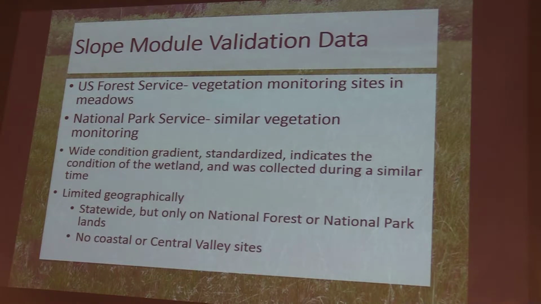It was a standardized assessment data collection method. The vegetation data does indicate something about the condition of the wetland, and there's a lot of indices based on floristic data. And they were out there collecting during a similar time as when we were planning to do the CRAM assessments. So that was great, but it was limited geographically. It was only on National Forest lands or National Park Service lands. So there really weren't any sites on the coast or in the Central Valley.